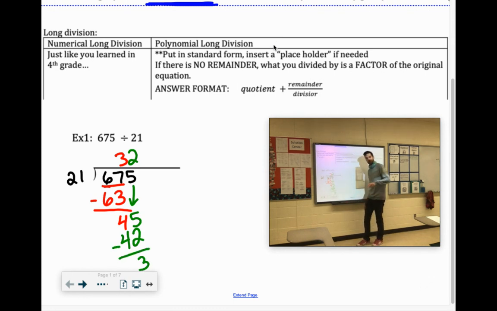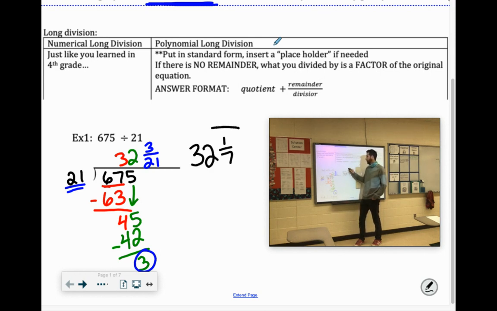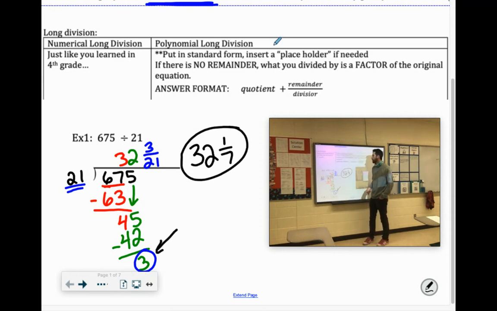Now this would have been the remainder in 4th grade. But now we're going to put this number over what we're dividing by. We're dividing by 21. So it'd be 32 and 3 21sts. But you can simplify 3 over 21 to be 1/7. So it would come out to 32 and 1/7. So that's the idea here. So this would be the remainder, but we're going to put it over whatever we're dividing by, including when we get to these nastier problems. So let's try another one together.